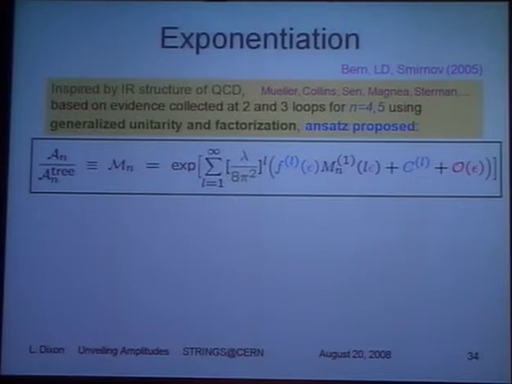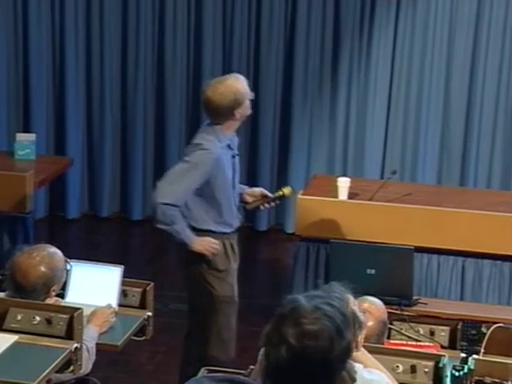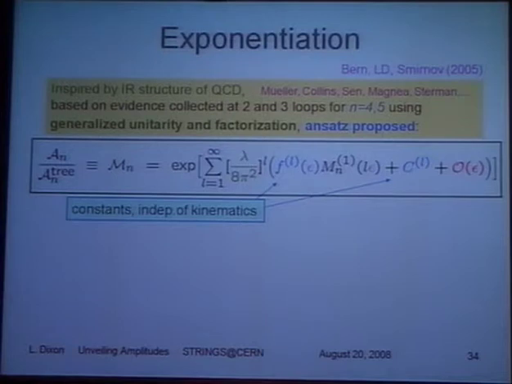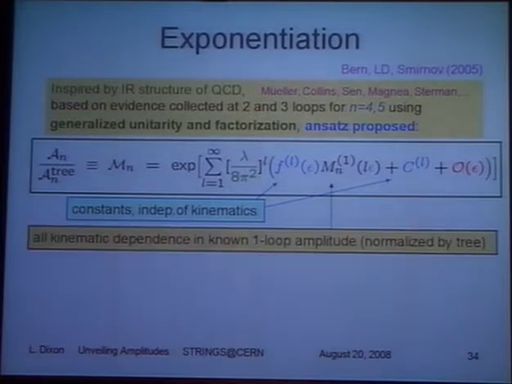So this is an ansatz in which there are a number of functions. This is the 't Hooft parameter, and here is a counting of the loop order, L. And then there are some functions that are independent of the kinematics. This one has 3 terms in an epsilon expansion, so think of it as 3 constants. And there's one more constant here. By constants, I mean that they're independent of the scattering angles, independent of the kinematics. And all the kinematic dependence is carried by the known one-loop amplitude after you divide by the tree. So that's a general guess, or ansatz.